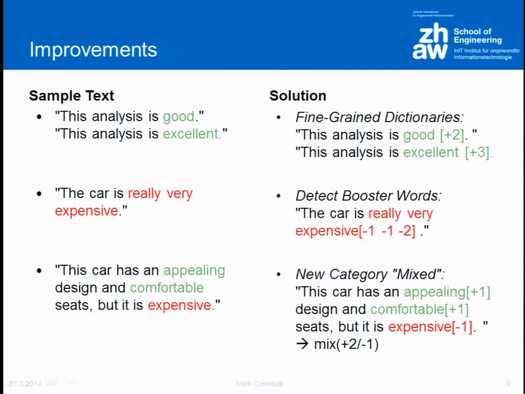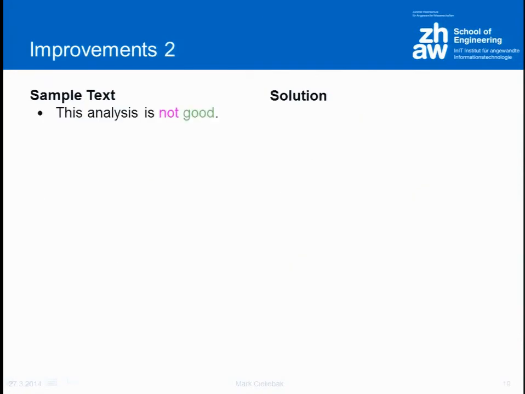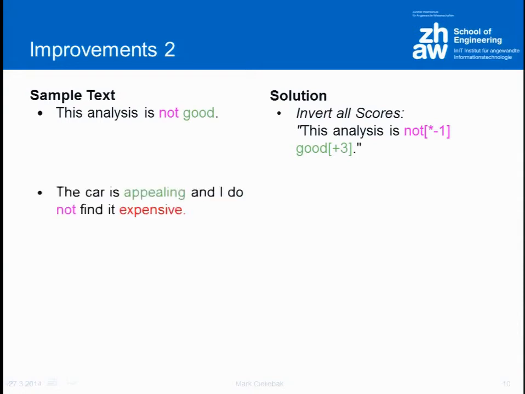Fine. But then, language is not that easy. So, what about this analysis? Not good. Now it becomes interesting. Negation in text is terrible. I would like to forbid it forever. But, okay, so, how do you solve it? Well, it's quite easy. You take the score of good, and you just negate it, multiply it with minus 1, and you get a minus 3. Okay, so you can do that quite easily.